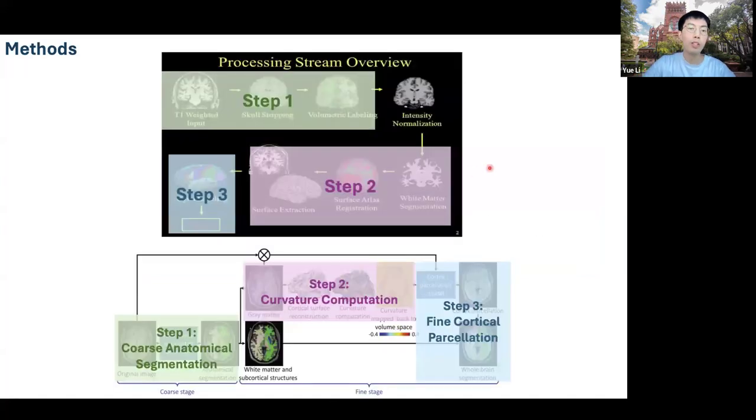But if we put these two models together, we can find that these three steps were used to replace some of the elements in the pipeline of FreeSurfer, and the deep learning-based method is used when necessary to speed it up.